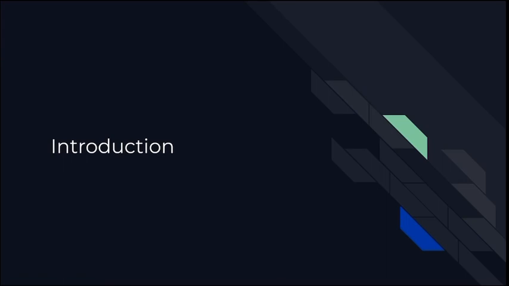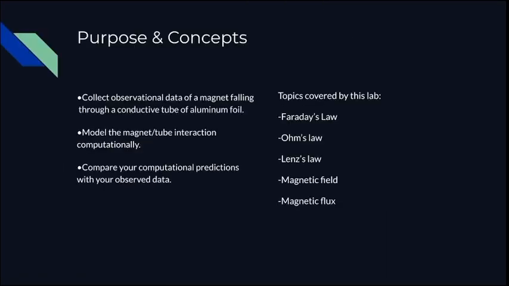First thing we're going to do is the introduction to the lab. The purpose of this lab, as given to us, was to collect observational data of a magnet falling through a conductive tube of aluminum foil. We're going to use GlowScript and code given to us to model the magnet-tube interaction computationally, and we're going to compare our predictions with the observed data.